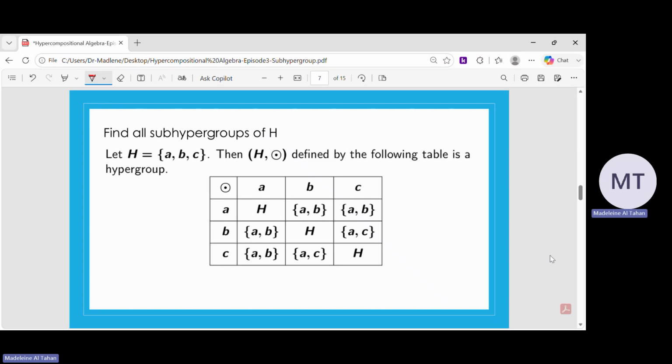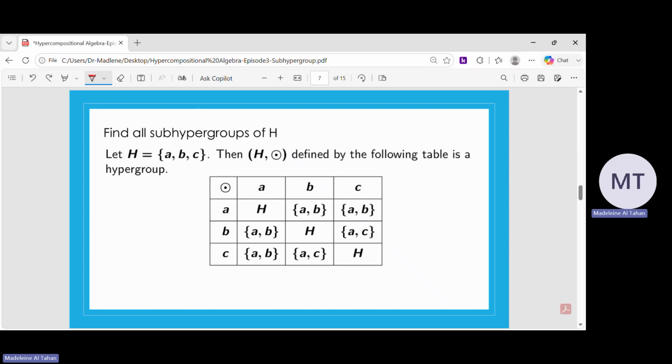Here we have another example. Also, it's a finite hypergroup, and our aim is to find all subhypergroups of H. Now, this hypergroup is not the biset hypergroup. How do we know that it's not the biset? Because if we just look at A star A, it is H and not A. And also, it's not the total hypergroup. How do we know that it's not the total hypergroup? A times B is AB and not H.